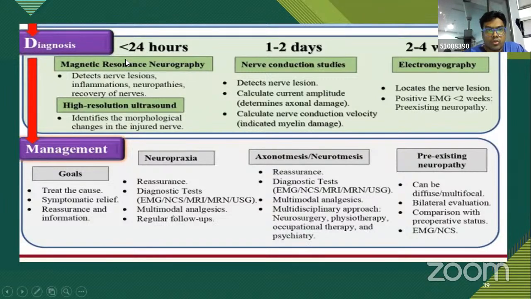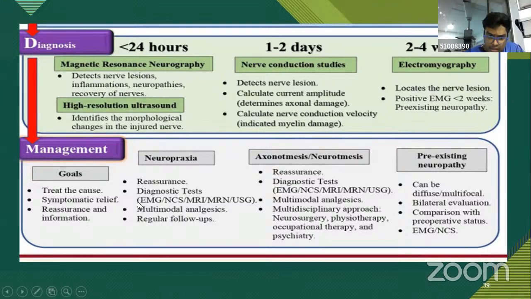Now, how will you diagnose? If the patient presents within 24 hours, you do an MRI and high resolution ultrasound to study the morphology of the nerve and the nerve lesion. At 1 to 2 days, you do a nerve conduction study to detect the nerve lesion, and you look at the current amplitude, which tells you about axonal damage, and the nerve conduction velocity, which tells you about damage to the myelin. At 2 to 4 weeks, you do an electromyography, where you can locate the nerve lesion, and a positive EMG at less than 2 weeks can suggest a pre-existing neuropathy in the patient.